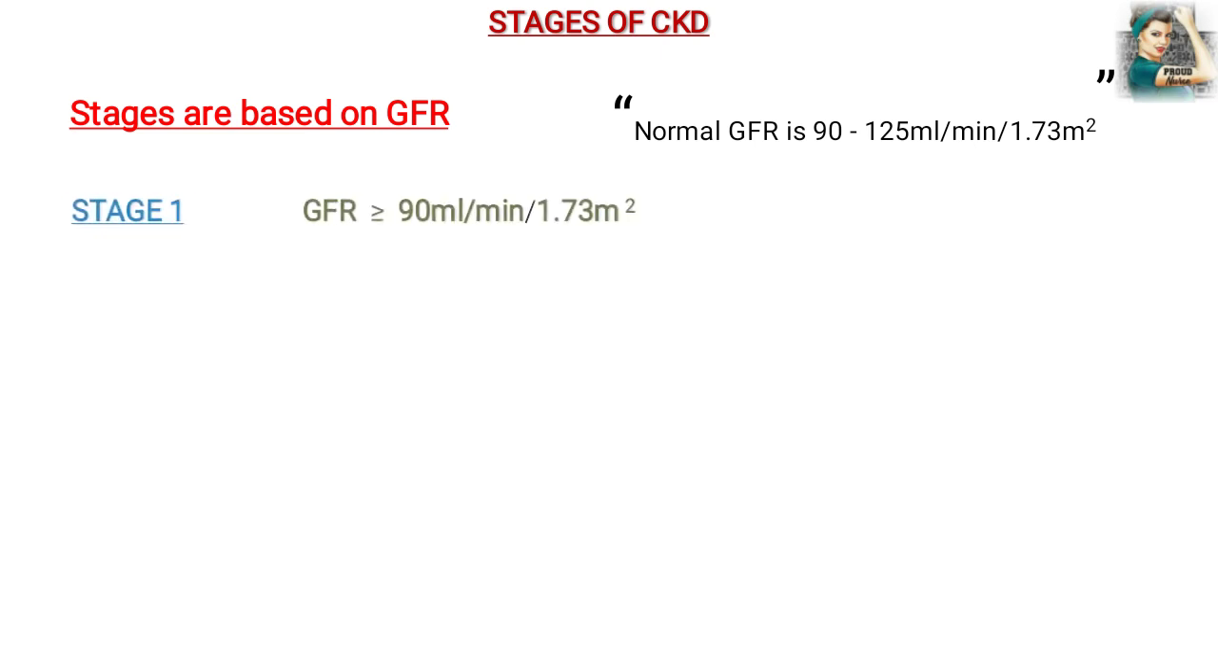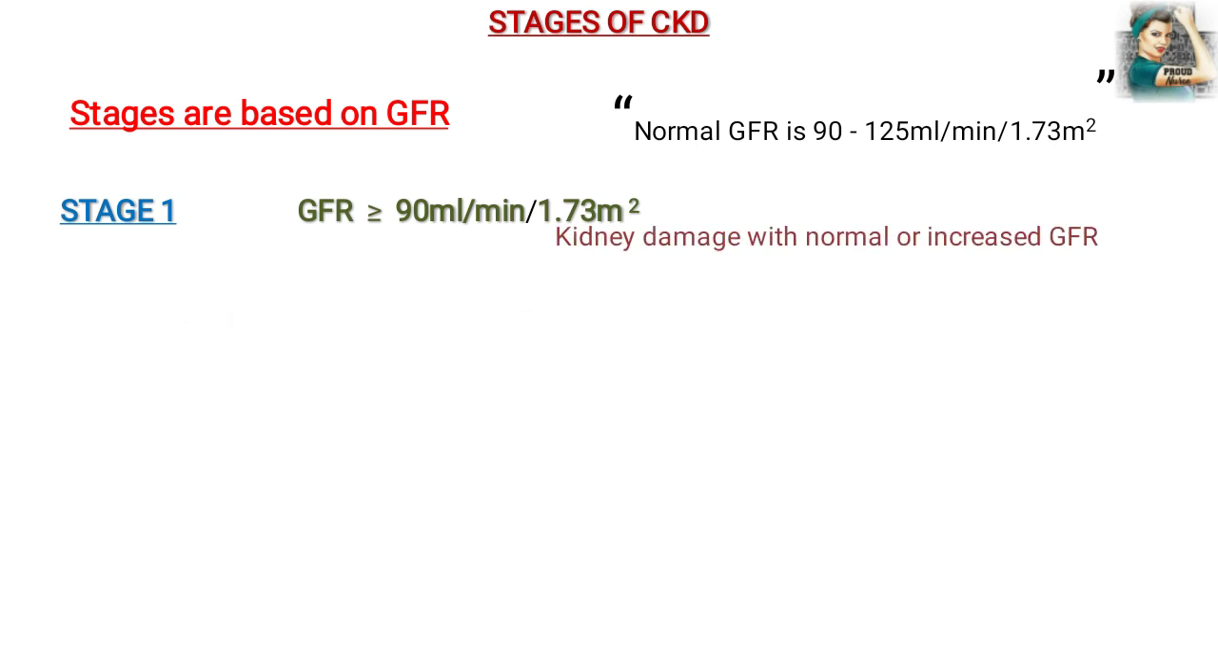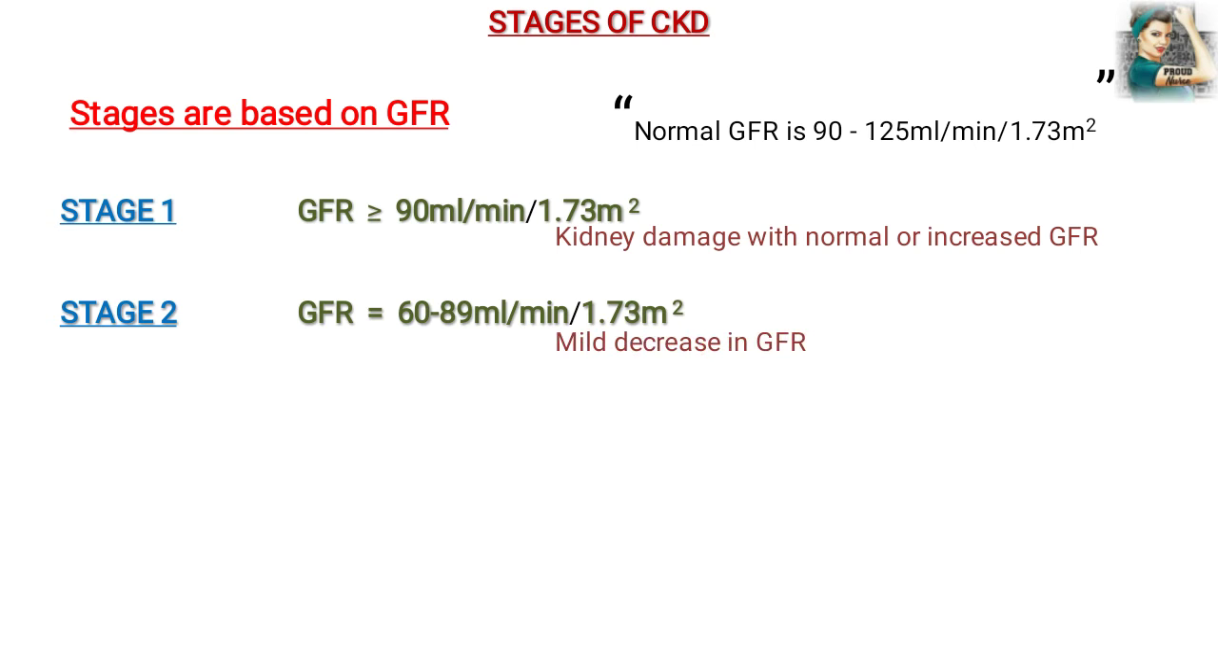In the first stage, the GFR is equal to or more than 90 ml per minute per 1.73 square meters. There is very little damage to the kidneys, and the GFR in this stage may be normal or may be increased. But in stage 2, there is a slight reduction in the GFR, which ranges from 60 to 89 ml per minute per 1.73 square meters, and there is a very mild decrease in the GFR.